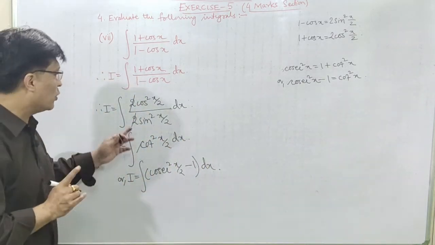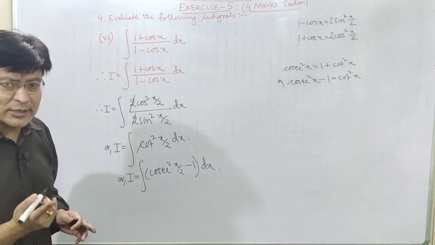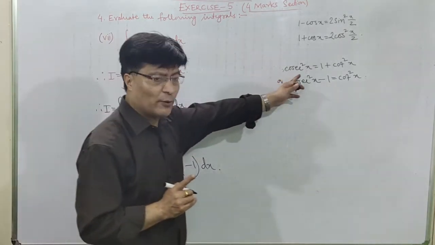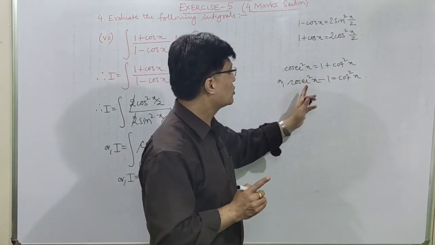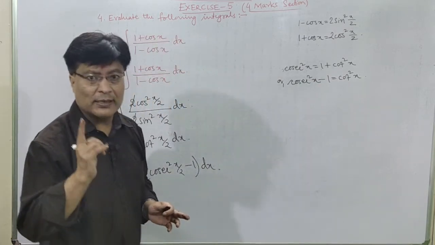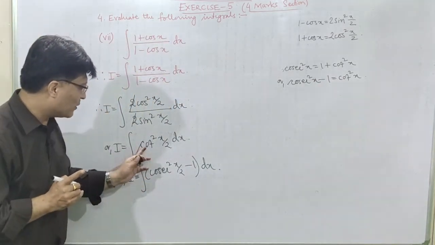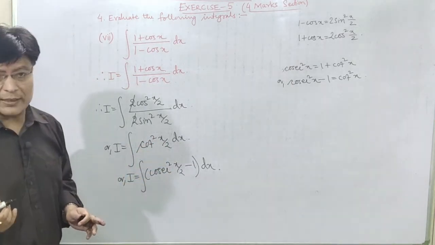So as there is no direct formula for cot square x by 2, you have to convert into cosec square x by 2. So you can use this formula, that is cosec square x is equal to 1 plus cot square x. So what is the formula for cot square x? It is cosec square x minus 1. Similarly, what is the formula for cot square x by 2? It is cosec square x by 2 minus 1.